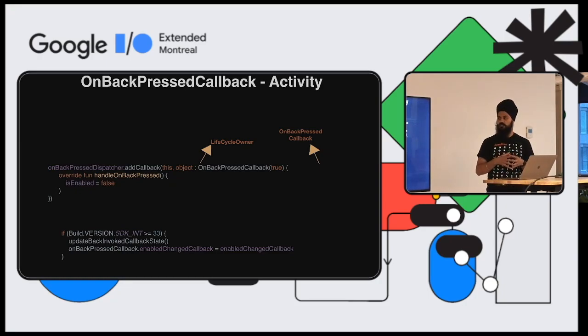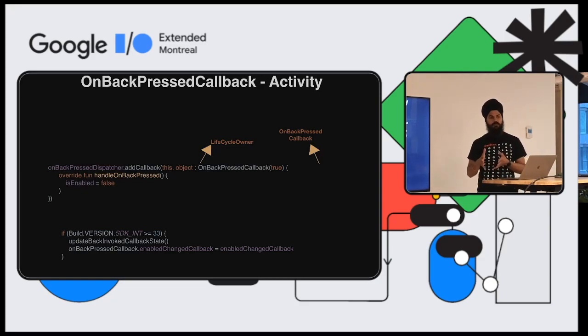If you want to do some custom work when your user taps on back or performs the back gesture, you need to provide the callbacks and do your work there. And it takes an OnBackPressedCallback, which until Android 13 has only a single method, called handleOnBackPressed.